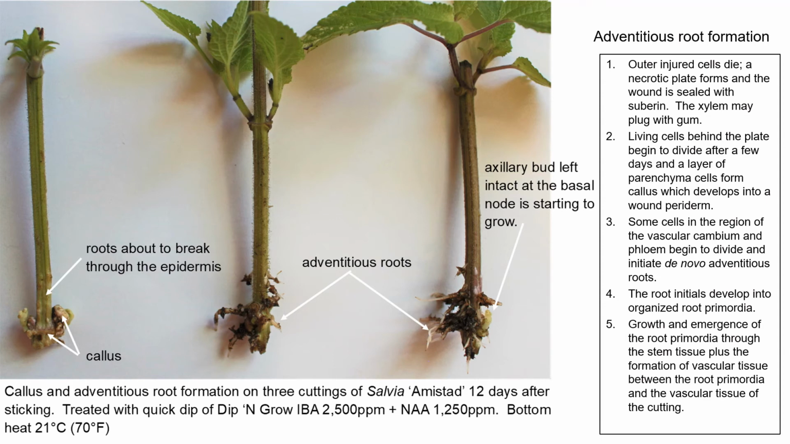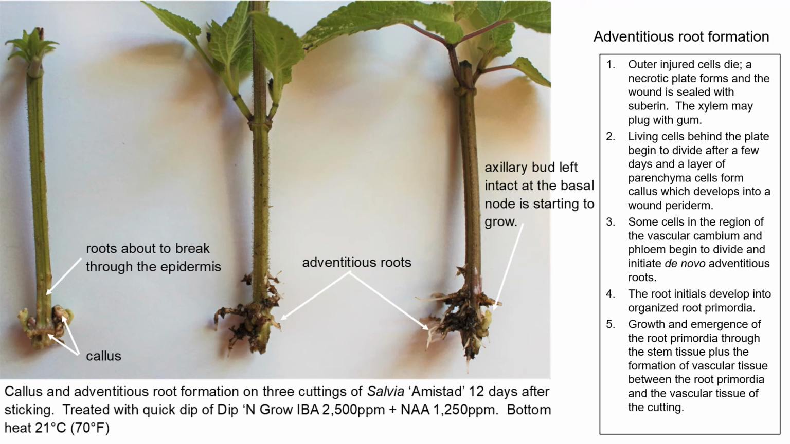First of all, the outer injured cells next to the cut surface at the base of the cutting die. A necrotic plate forms, which is basically a layer of dead cells, and the wound is sealed with suberin, which is a waxy substance produced by the plant. The xylem may also plug with gum. This means that the cutting can no longer take up water through the xylem. The cutting is still losing water through respiration, though, and will also continue to lose water through evapotranspiration.